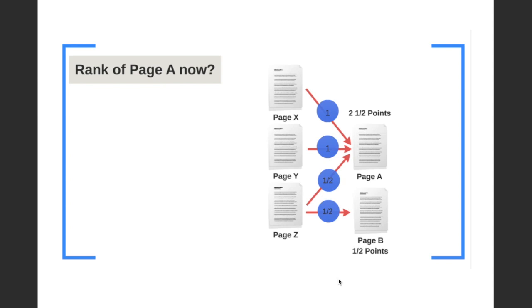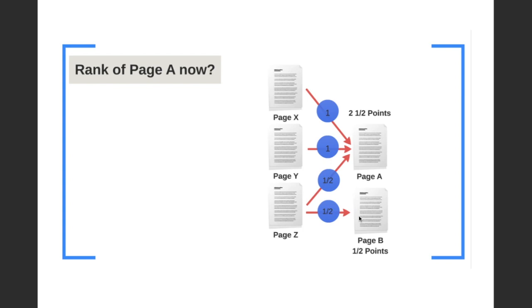One important point that we need to remember in this concept is that a maximum of one unit of point will be awarded to the other page from the source page. For example, here we see that page X has one outward edge, so it will give 1 point to page A. Similarly, page Y will give 1 point to page A. Z has two outward links, so it can only give a maximum of one unit of point, so it will divide it among both of these pages.